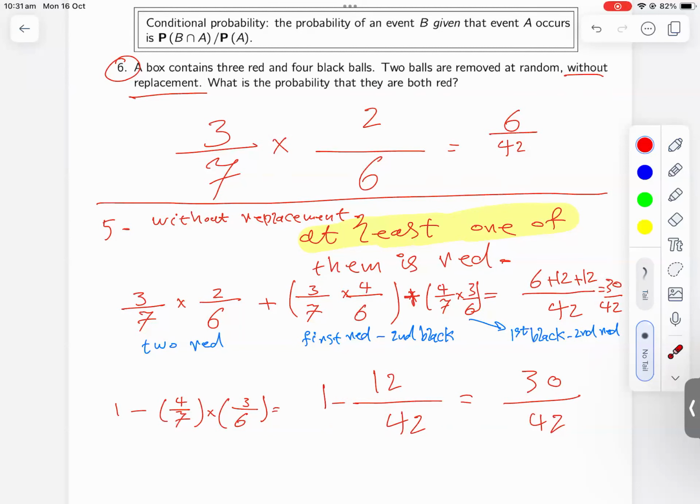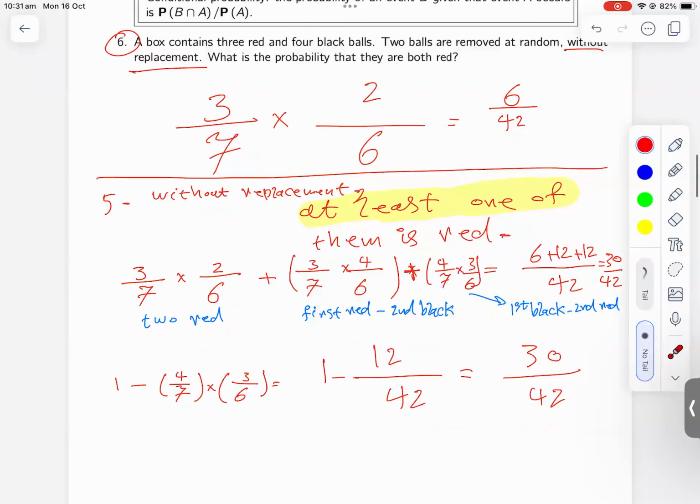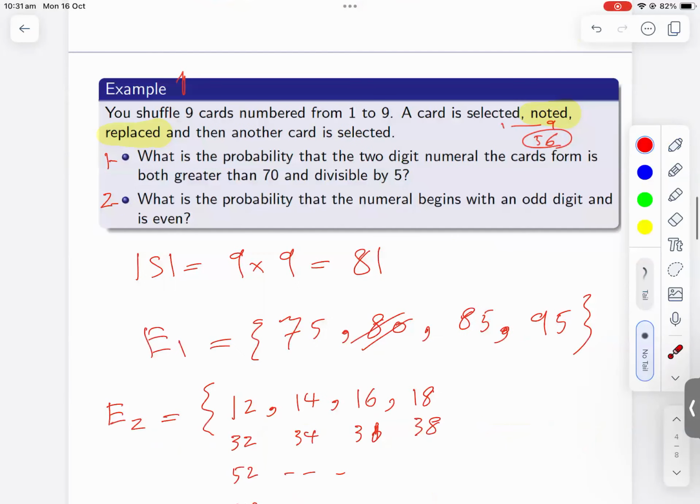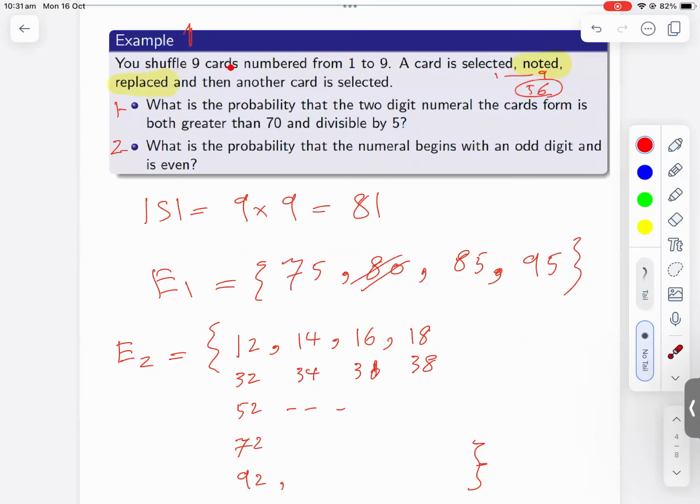So sometimes it's better to use complement probability. All right, an example from the lecture notes: we shuffle 9 cards, and what is the probability that the 2-digit numeral has both digits greater than 70 and divisible by 5?